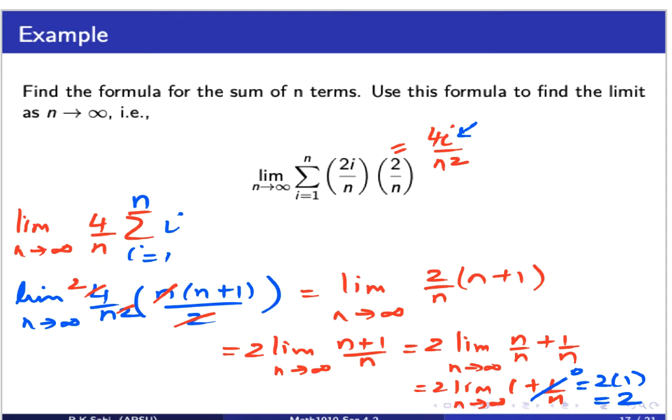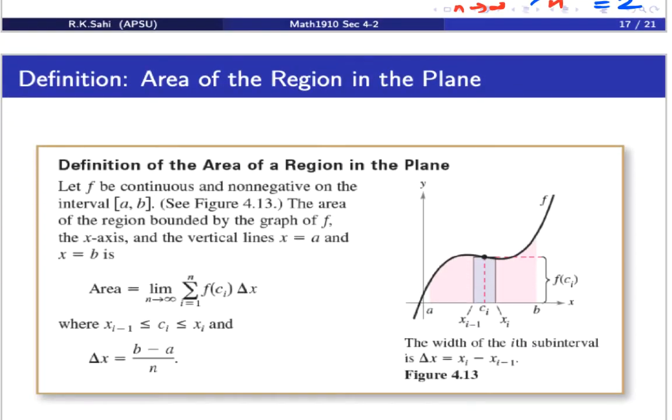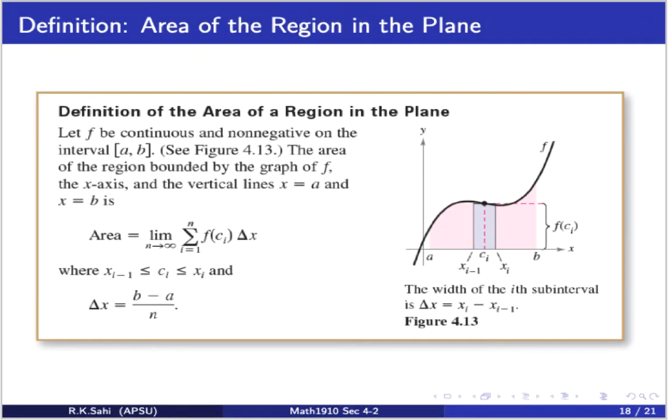Okay, now we are going to apply the definition and relate these lower and upper sums to the area of the region in the plane. So here's the definition. It says if my function is continuous and non-negative on a given interval, so here's the interval from a to b, the area of the region which is bounded by the graph of the function, so this is the function, the x-axis, here's the x-axis, and the vertical lines x equals a and x equals b.